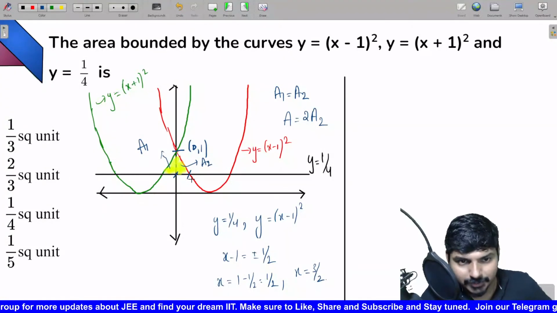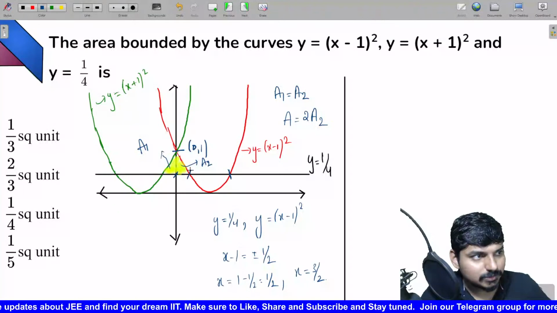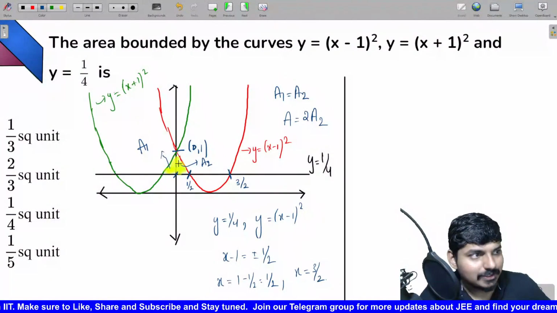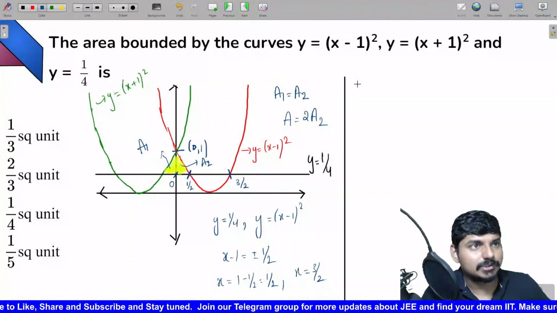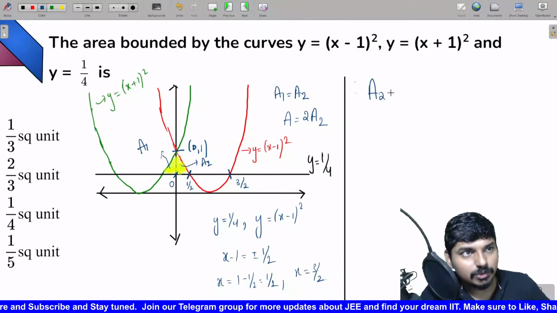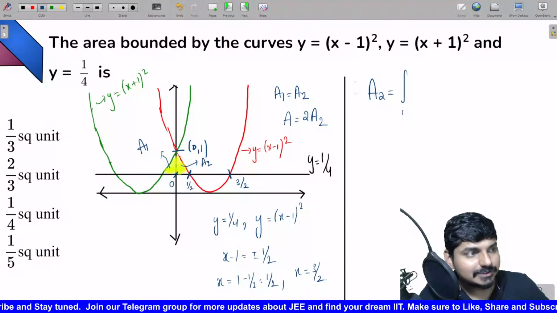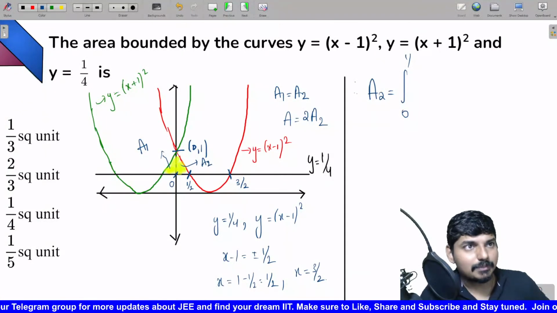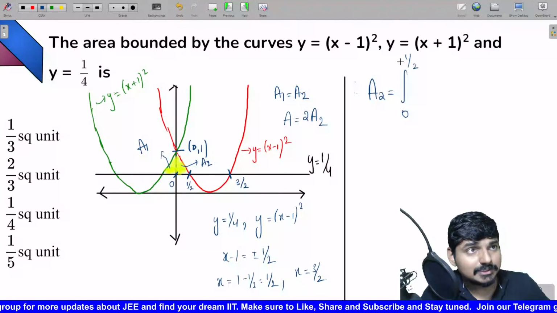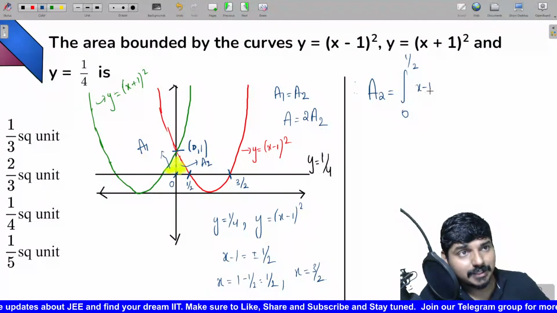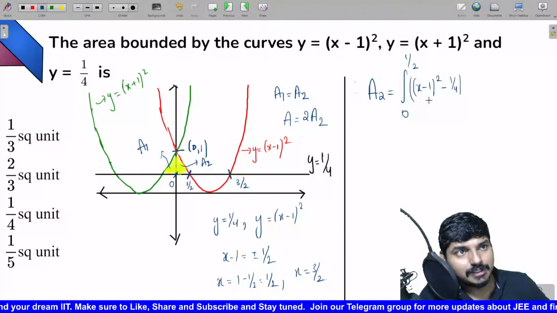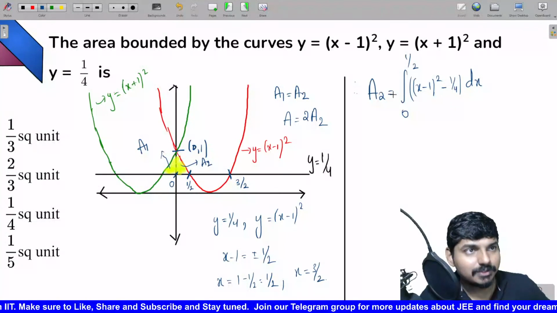So here we'll go with 1 by 2 only, because this is 3 by 2, this is going to be 1 by 2, and we are going to be interested in only 1 by 2, not 3 by 2, because that is going to be the upper limit for this region. So therefore we can say the area A2 is going to be integration 0 to 1 by 2. Guys, between 0 to 1 by 2, you tell me which one is the upper curve, the red one. So the red one is going to be indicated by the equation x minus 1 whole square minus the lower curve, which is going to be 1 by 4 into dx. This is what is going to give you the value of A2.